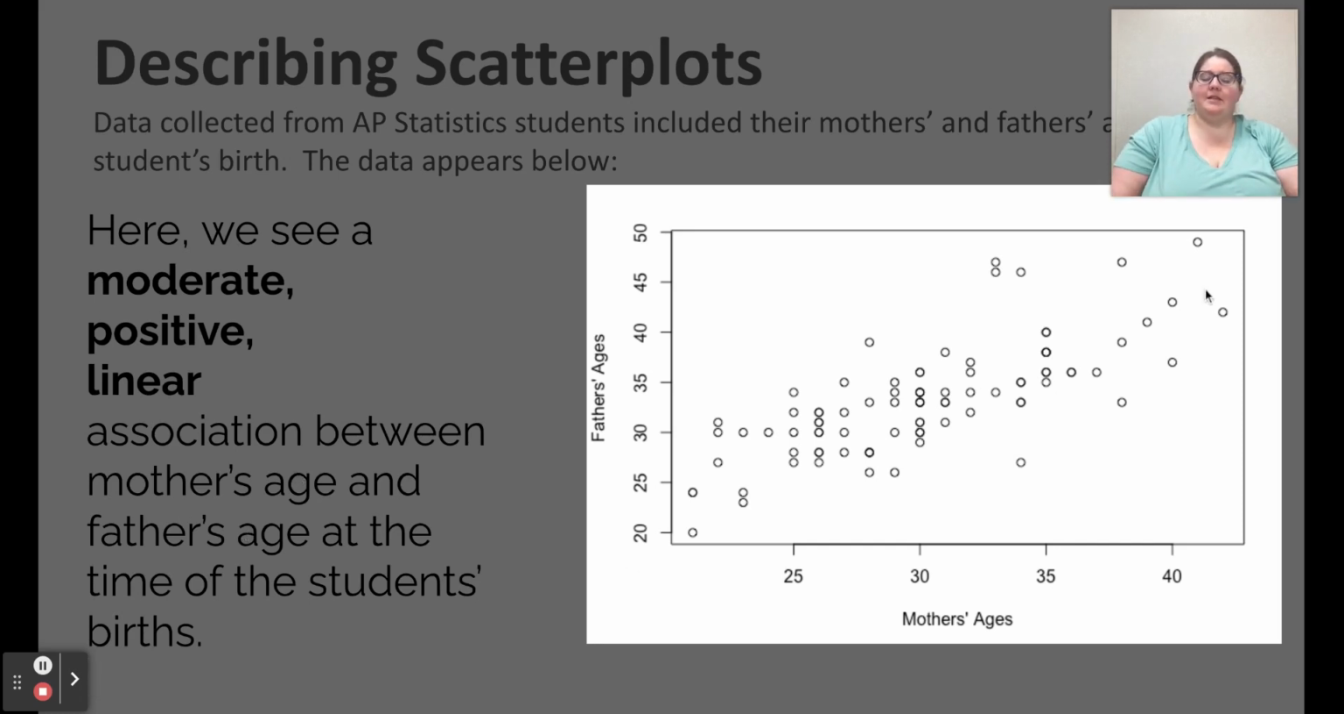Moderate because I can see the pattern, but it's not super close together. Definitely positive: as mother's ages increase, so do father's ages. And I would say fairly linear. I don't see any sort of curve or even exponential situation happening. So I would call that fairly linear.